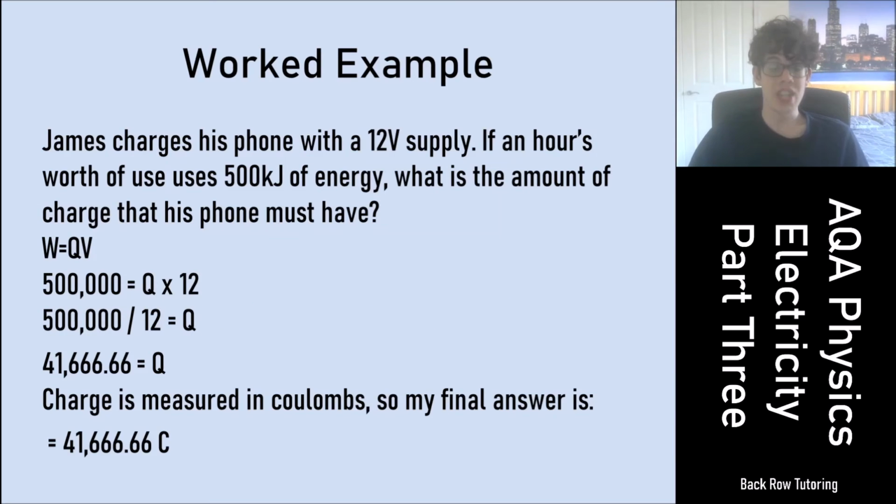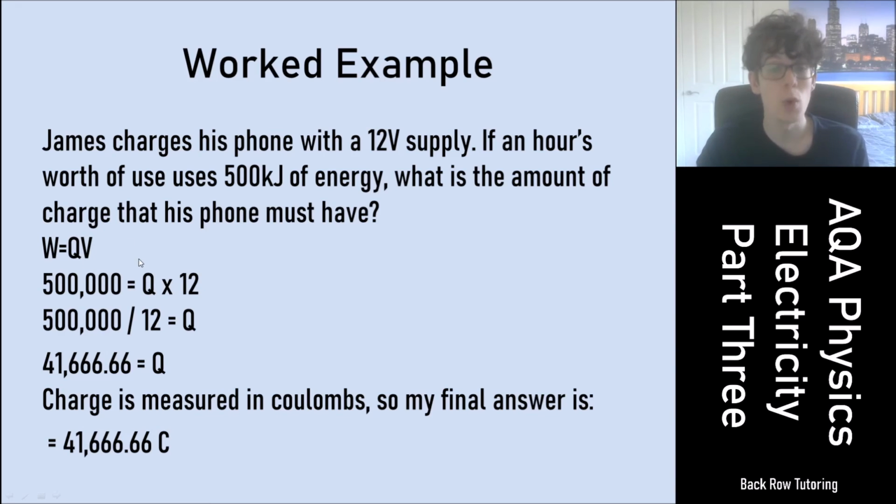Worked example. James charges his phone with a 12-volt supply. If an hour's worth of use uses 500 kilojoules of energy, what is the amount of charge that his phone must have? Well, first of all, we're going to write out our formula. W is equal to QV. Work done is equal to charge times voltage. We know that our work done is 500 kilojoules. But remember, kilo means 1,000. So 500 kilojoules is 500,000 joules. We have a 12-volt supply, so our voltage is 12. And our unknown value in this case is Q, the charge. We want to find the charge.